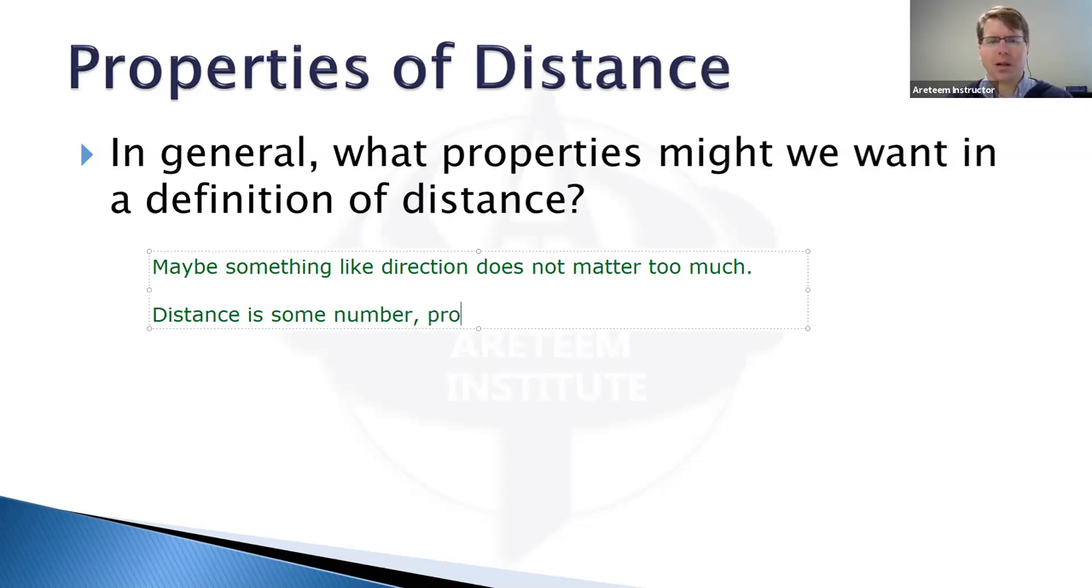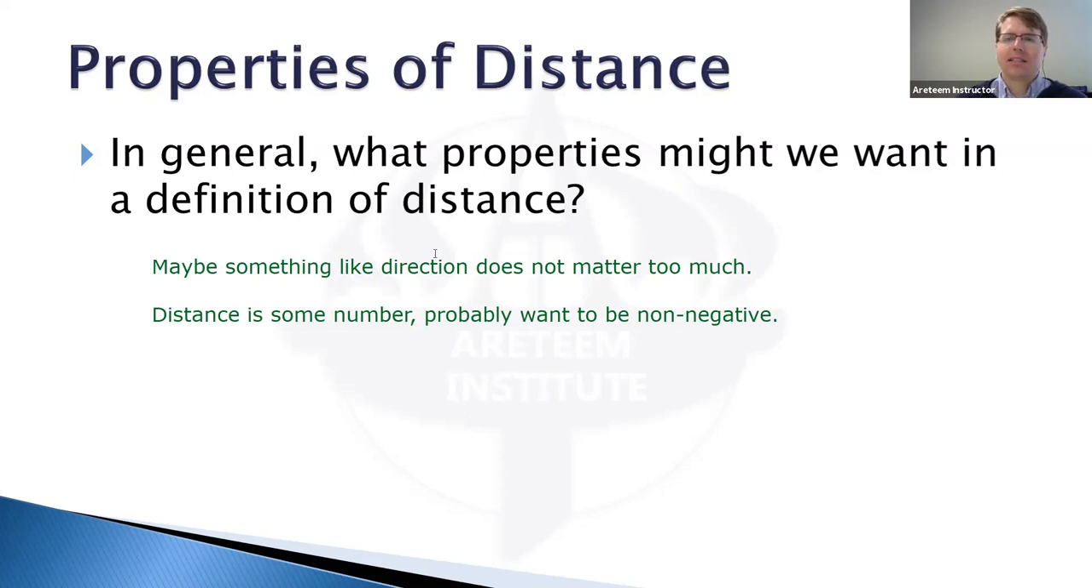We probably want it to be what? So if we're thinking about real numbers or absolute values, we probably want it to be at least non-negative, right? And then we probably want some special things to happen with zero as well. So we're thinking about these absolute values. Direction doesn't matter, things like that.